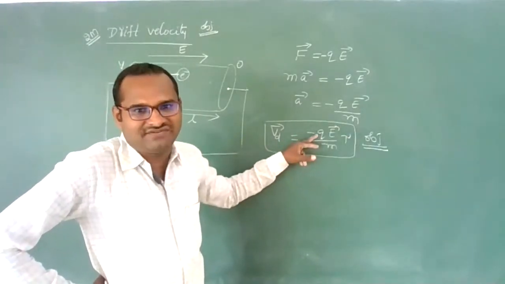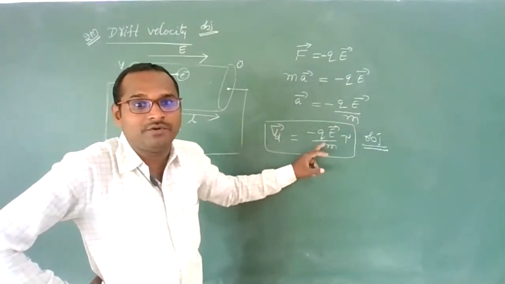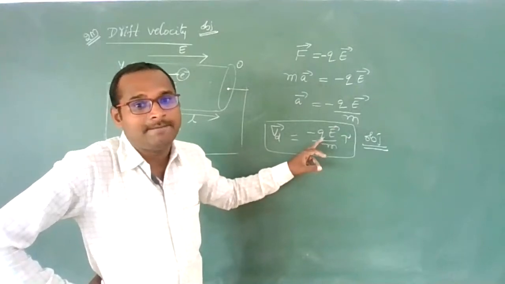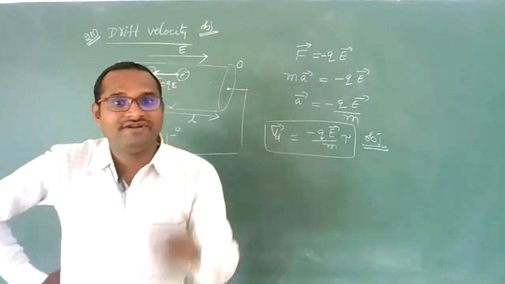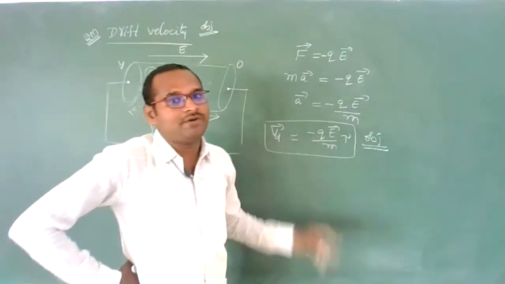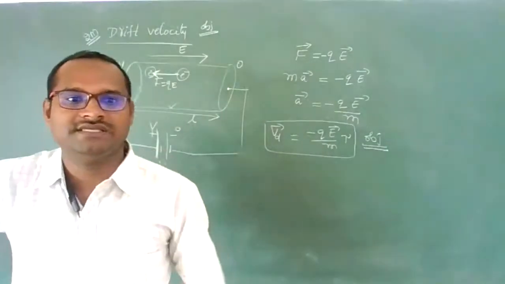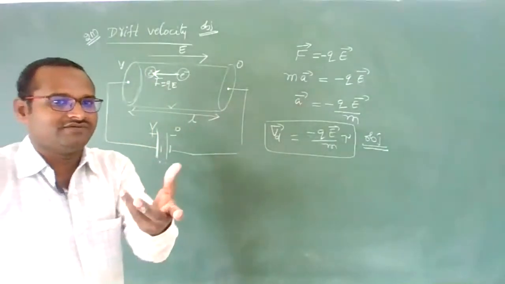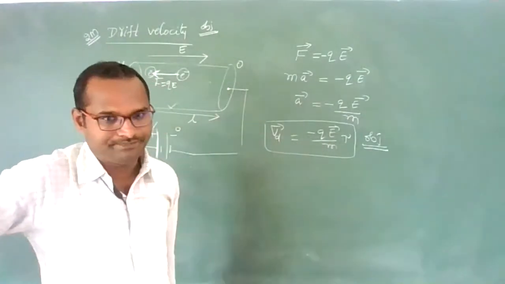What is Q? Charge of electron. What is m here? M is very important. Mass of electron. Don't take mass of proton. Both are very different, no? Mass of electron is 9.1 into 10 to the power of minus 31 kg. Mass of proton is 1.67 into 10 to the power of minus 27 kg only.